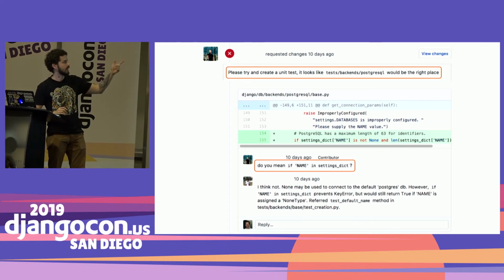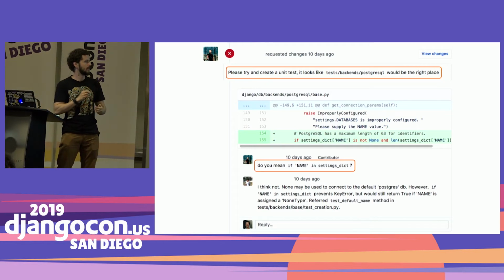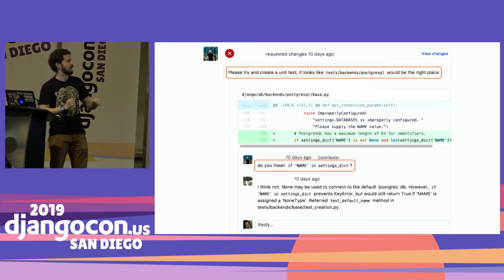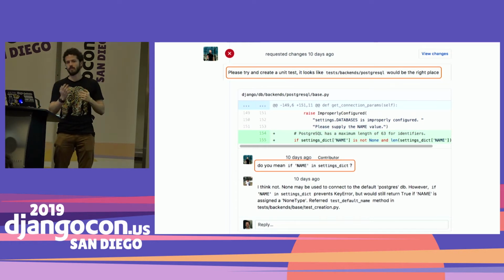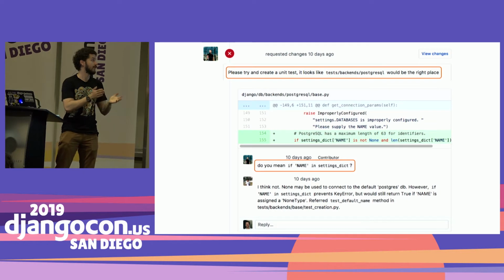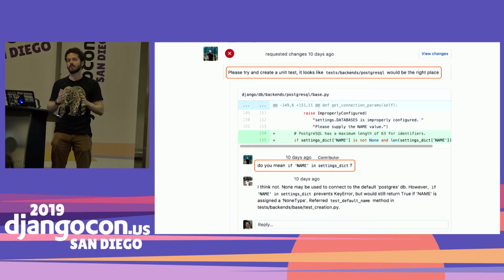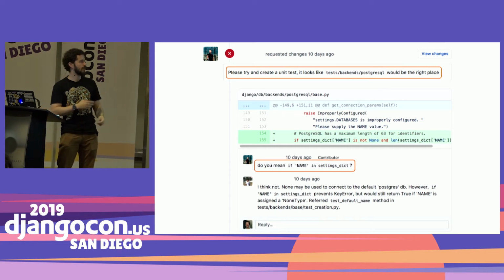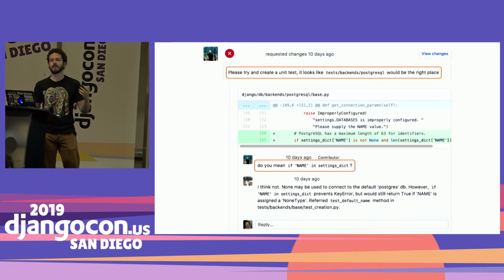And also there's a second part of it that the reviewer comments in a specific part of the code, and instead of just saying this should be name, he says, do you mean name, if name in settings dict? So he gave the author the opportunity of explaining him or herself, and the author actually came with an explanation saying why he didn't think it should be like that. So maybe that's something you hadn't thought about before, and there's the opportunity for the author to explain.